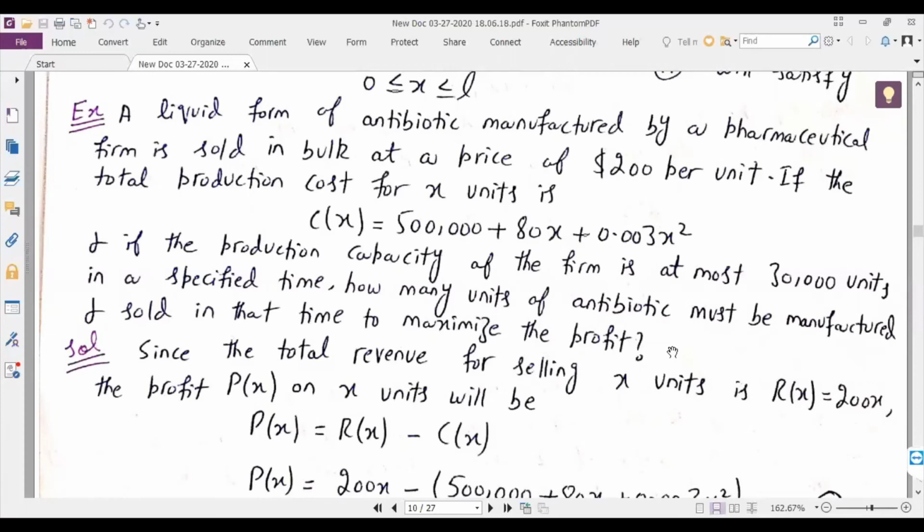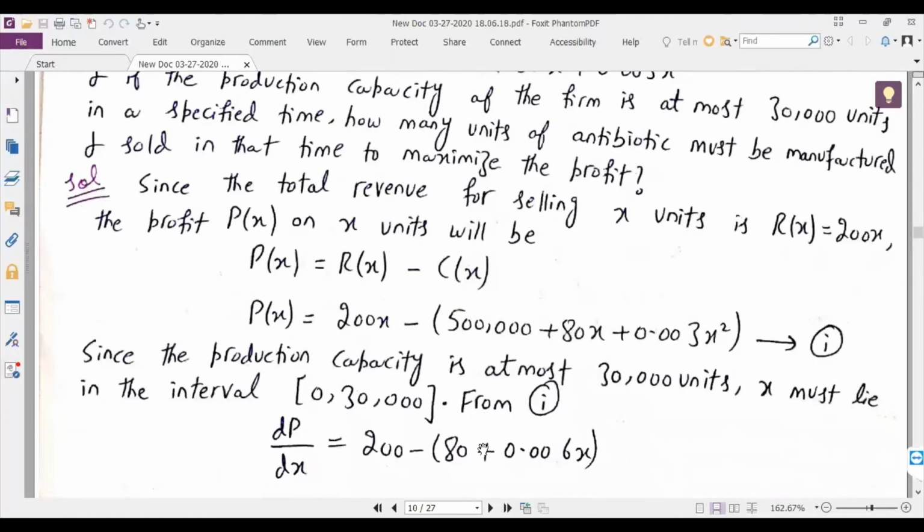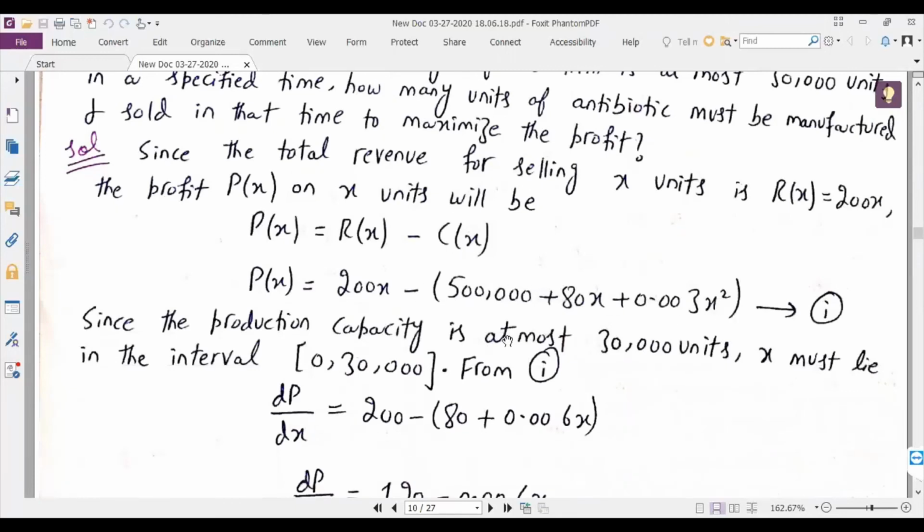Now what you have to do is maximize the profit, and the constraint is also given: the value of x can lie only between 0 and 30,000. You cannot go beyond this value. Since the total revenue for selling x products at 200 per unit is 200 times x, the profit P of x on x units will be P of x equals R of x minus C of x. R of x is 200x, and C of x is given in the question. Since the production capacity is at most 30,000, x must lie in the interval 0 to 30,000.